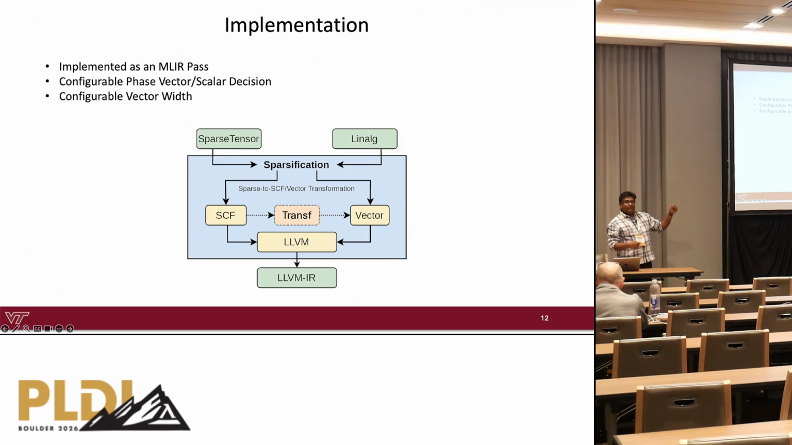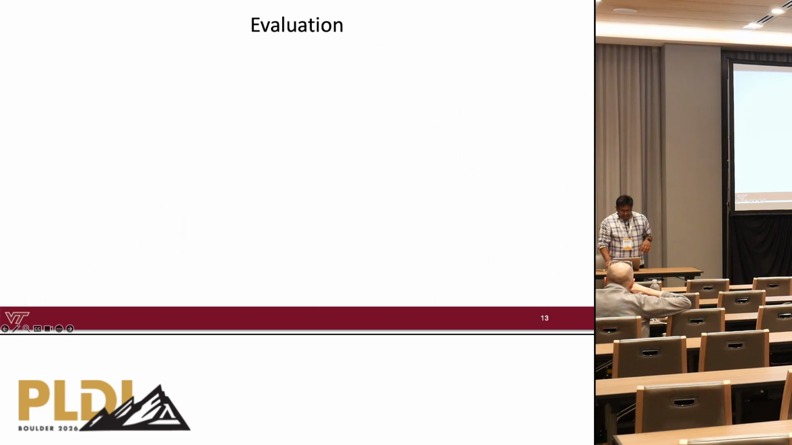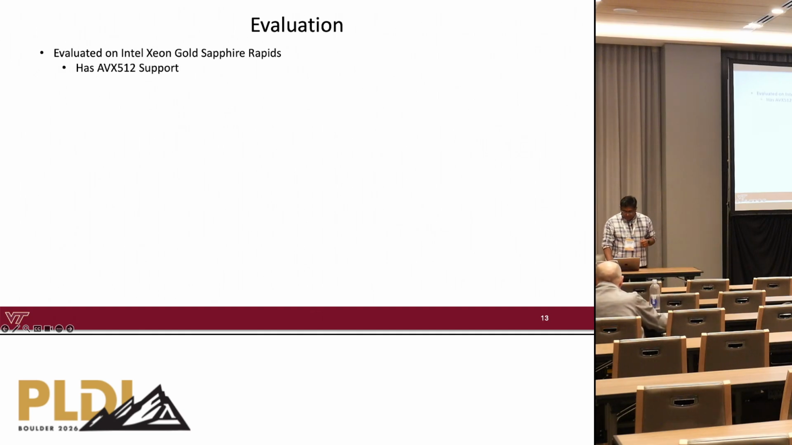If you want to perform it with vector instructions, you have to invoke our pass and turn SCF loops into vector instruction or vector dialect. If you don't want that, you can just directly lower it using the SCF loops. So we have implemented this setup on an Intel Xeon Gold Sapphire Rapids, which has AVX512 support.